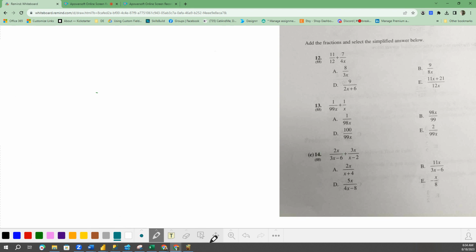Okay, so that's why they're easier. So number 12: you have 11 over 12 plus 7 over 4x. We will prepare our two bars, which means we need to factor the denominators. 12 is 2 times 3 times 2, and 4x is 2 times 2 times x, and we just copy the numerators.